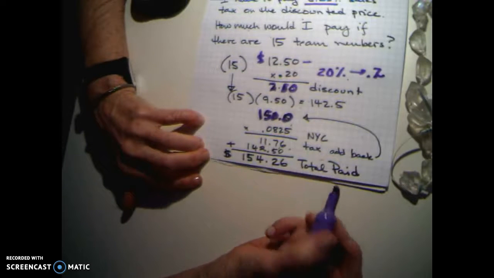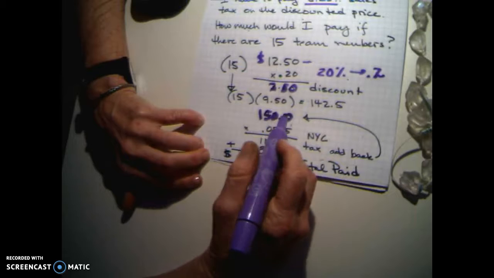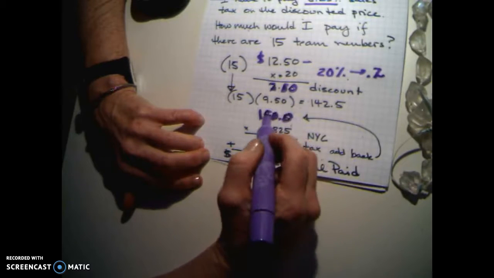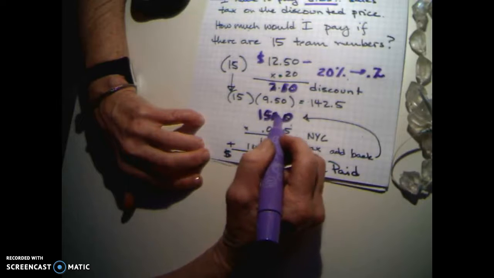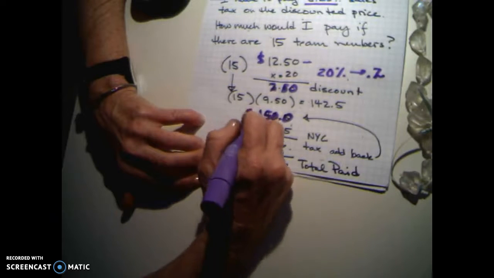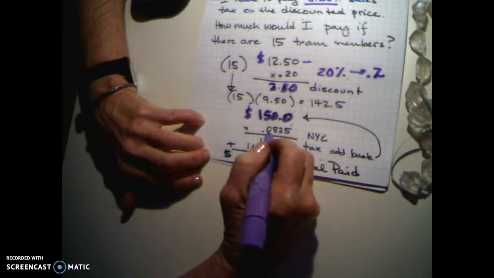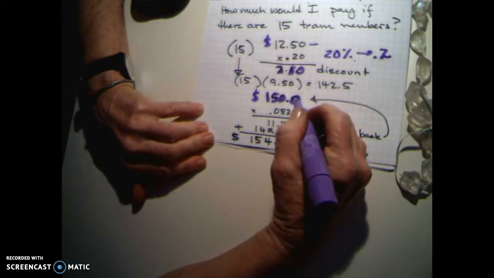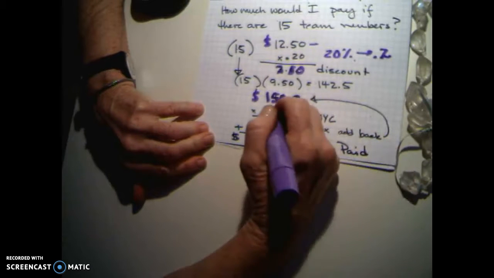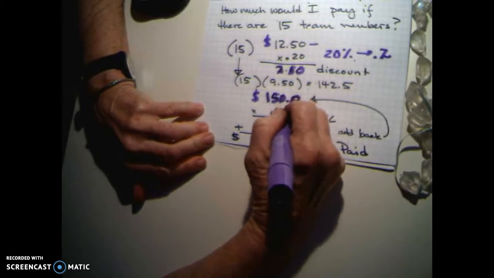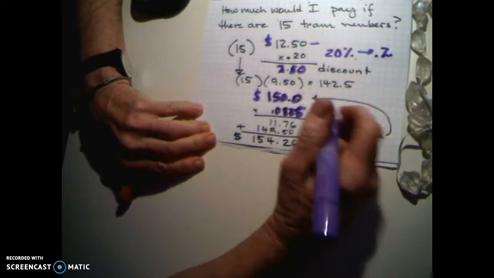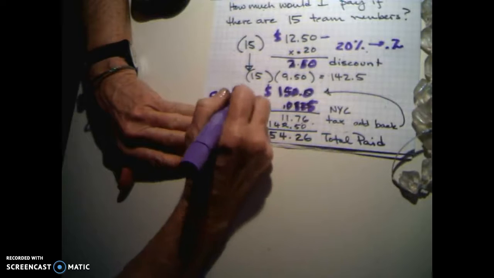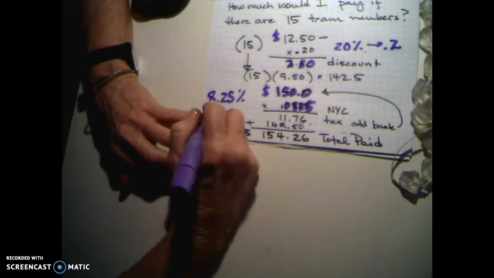$150 is now my new discounted price. I've gotten from $12.50 to $10. $10 times the 15 girls gives me $150. I now have to pay New York City sales tax on the $150. So I take my sales price of $150, I multiply it by 0.0825. Again, because the sales tax is 8.25%, I'm going to multiply it by 0.0825.